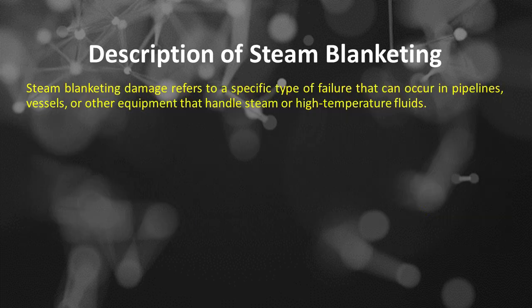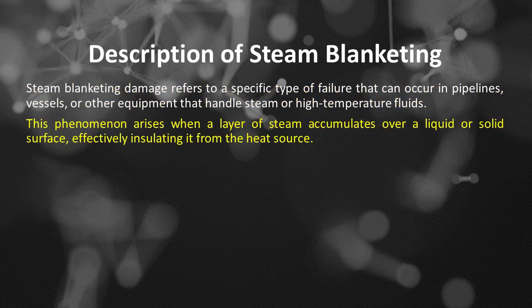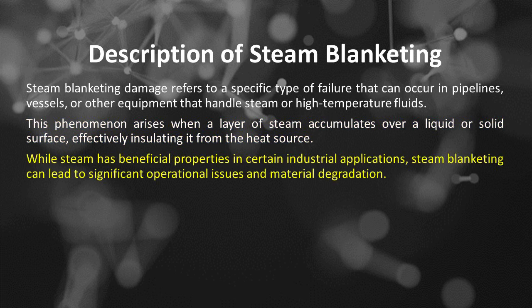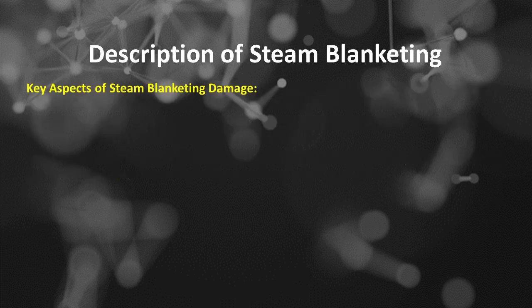minutes. Steam blanketing damage refers to a specific type of failure that can occur in pipelines, vessels, or other equipment that handle steam or high-temperature fluids. This phenomenon arises when a layer of steam accumulates over a liquid or solid surface, effectively insulating it from the heat source. While steam has beneficial properties in certain industrial applications, steam blanketing can lead to significant operational issues and material degradation. Key aspects of steam blanketing damage.